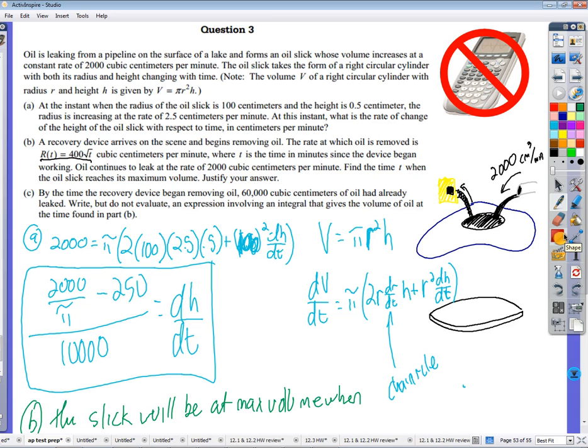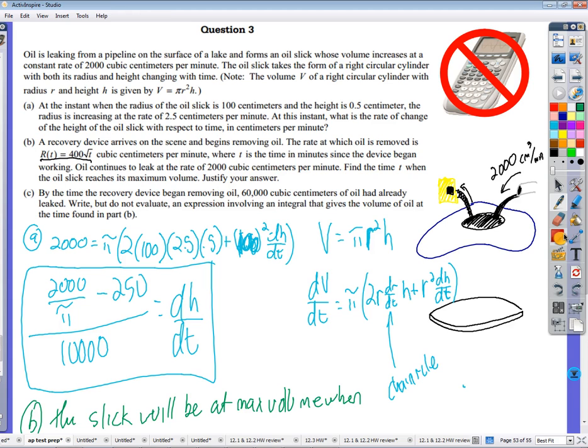Before the recovery device began removing oil, 60,000 cubic centimeters of oil had already leaked. Oh, that's rough. Okay. So that means that when the machine starts, this is 60,000 cubic centimeters. That's how big it is. That seems like a lot.